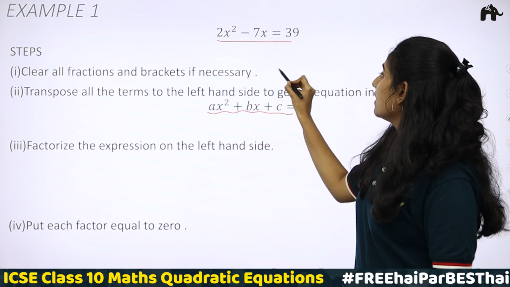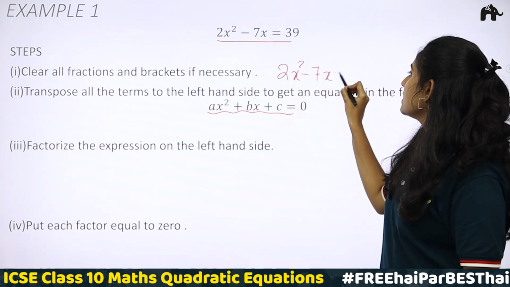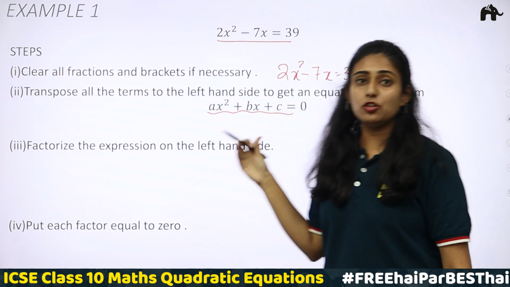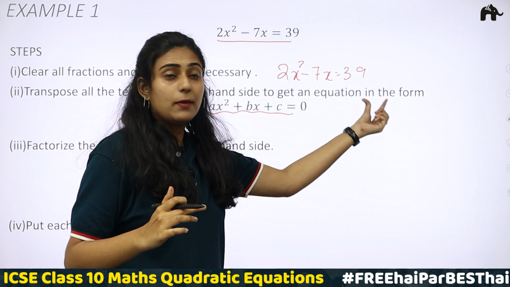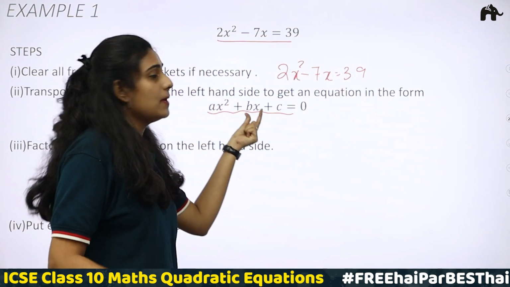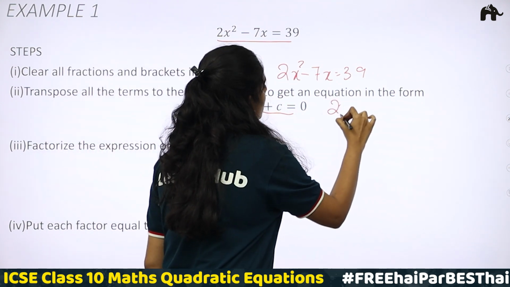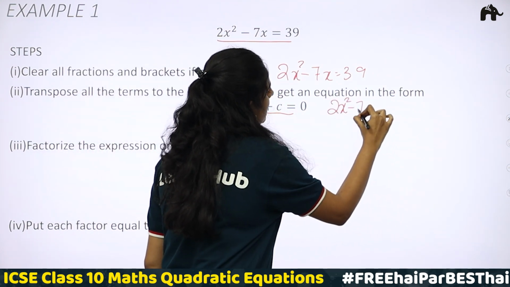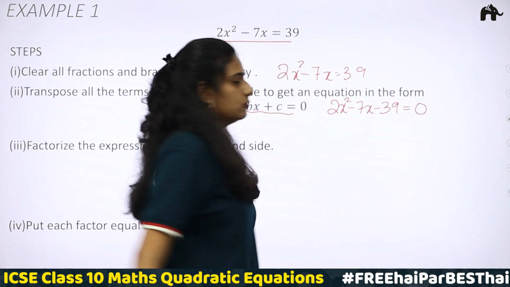Here, the equation is 2x square minus 7x is equal to 39. We have to bring all the terms to the left hand side and the right hand side should be made empty, so that we can get this form, that is ax square plus bx plus c is equal to 0. This becomes 2x square minus 7x minus 39 is equal to 0.